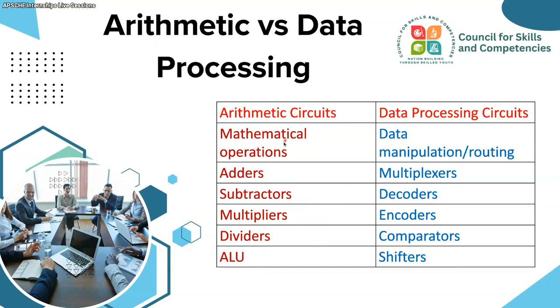So there are mathematical operations: adder, subtractor, multiplier, divider, and ALU. And there is data manipulation and routing: multiplexer, decoder, encoder, comparator, and shifter. I am just trying to give you an idea of what each is doing, and how you can define each block, whether it is a data processing or an arithmetic circuit. These are all simple, no problem. Just listen to it, don't think much about it.